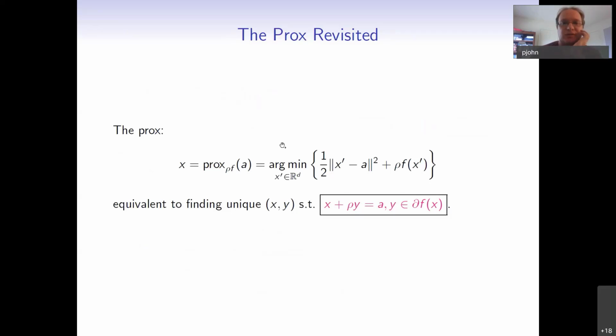With the sub-differential defined, let me just say something else about the proximal operator. If you take the derivative of this and set it to 0, then computing the proximal operator is really equivalent to finding a pair of vectors x and y such that x plus rho y equals a. So a is the input vector, and y is a subgradient of f at x. This, in the box, is what we use as the definition of the prox, at least in operator splitting. And it's a unique point just because this is a strongly convex minimization.